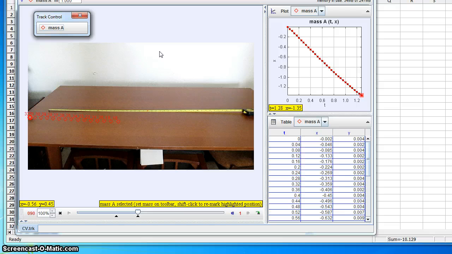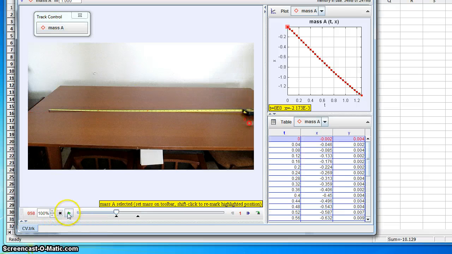Let's see a little video where we can see that because the force of gravity is equal to the normal force, the net force is 0, and the motion therefore is at a constant velocity.